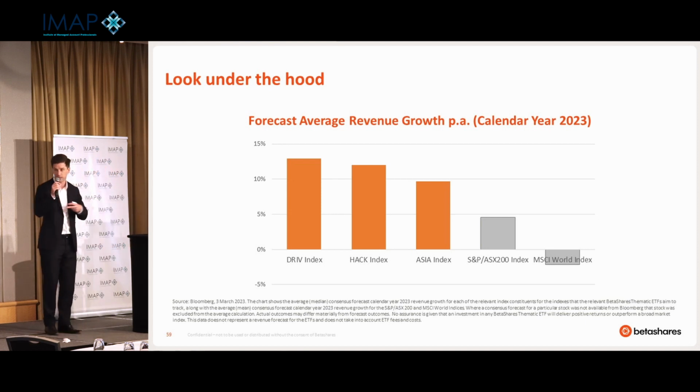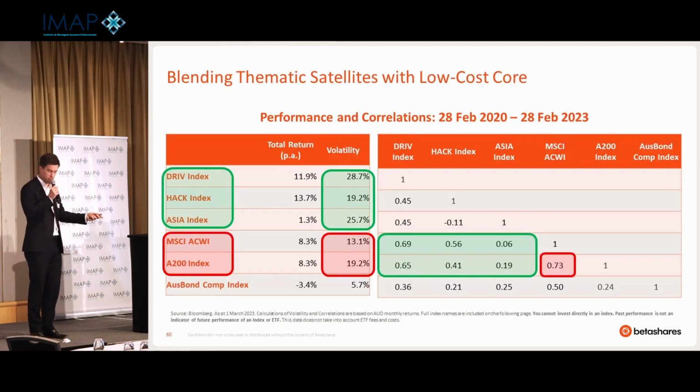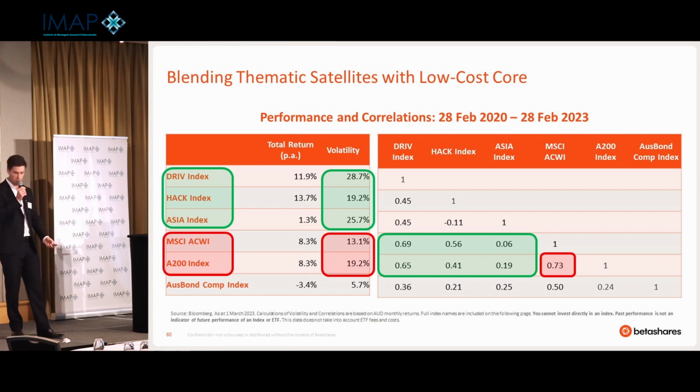Typically, we see global equity markets or the Australian equity market will grow by about GDP in terms of revenue over the cycle. Earnings are a little bit different, but you see there obviously that uplift, and that's the growth we're looking for. Here I show the total returns over the previous 3-year period, as well as the volatility. Out of the 3 funds, Drive, Hack, and Asia, 2 have had performance above MSCI World and above Australian equities, and Asia is below, on average basically about the same. But as I said before, the volatility is much higher than, for example, Global World there.